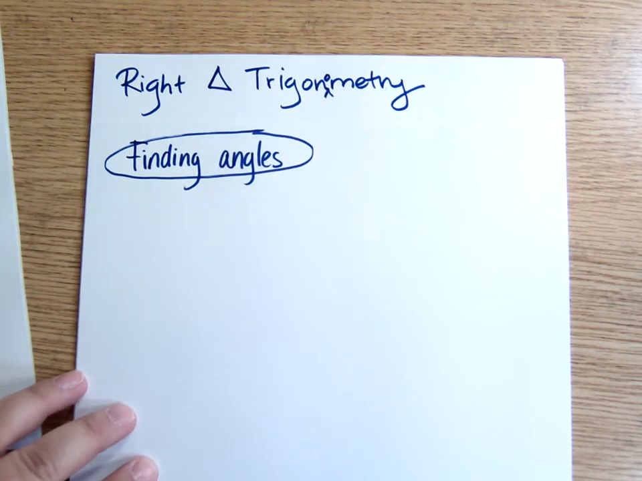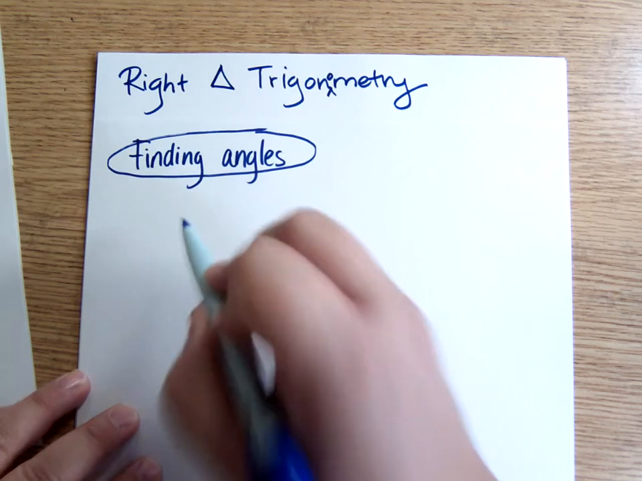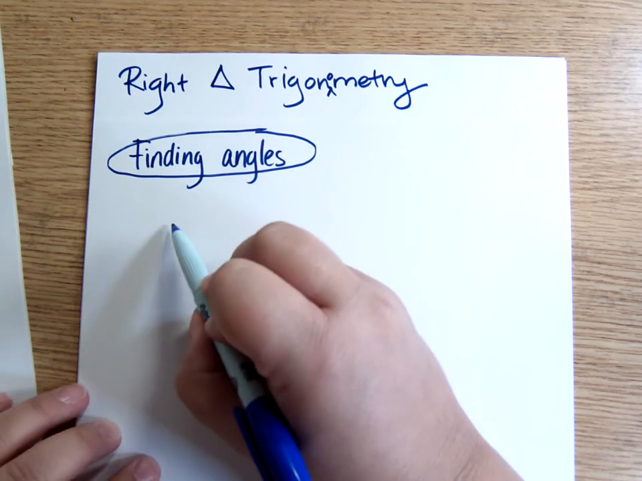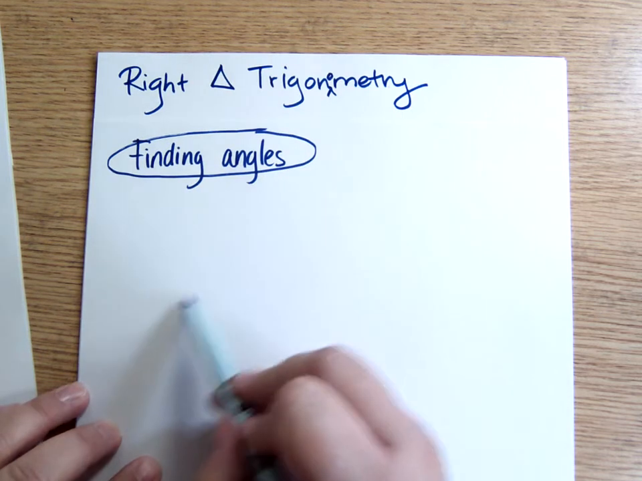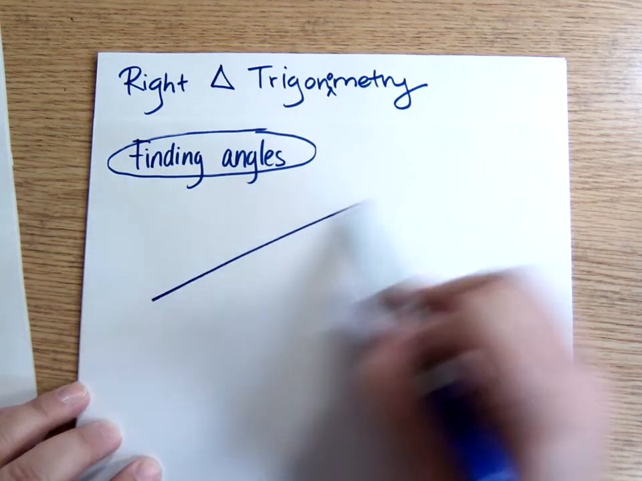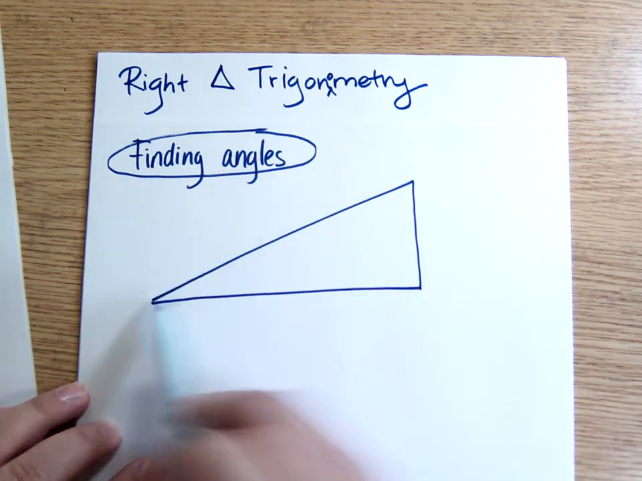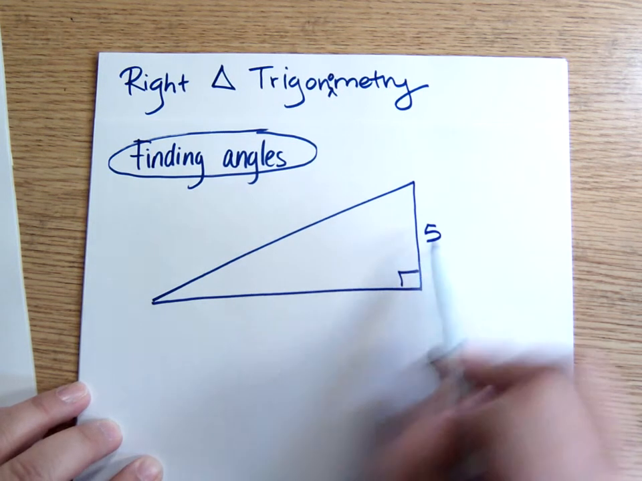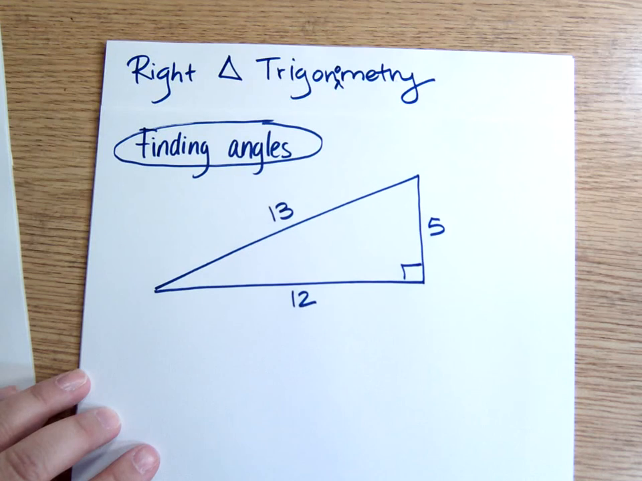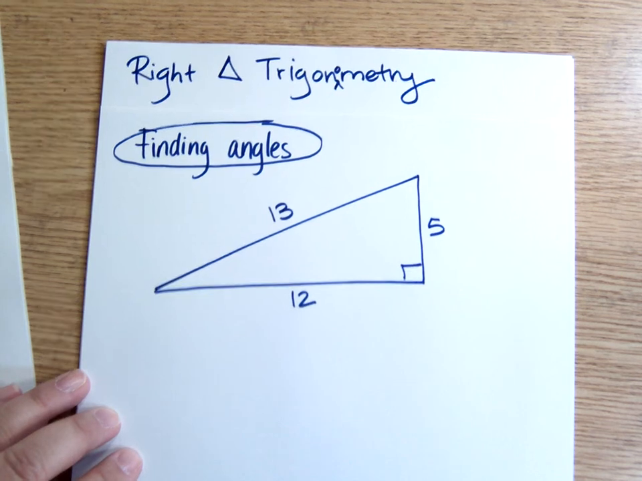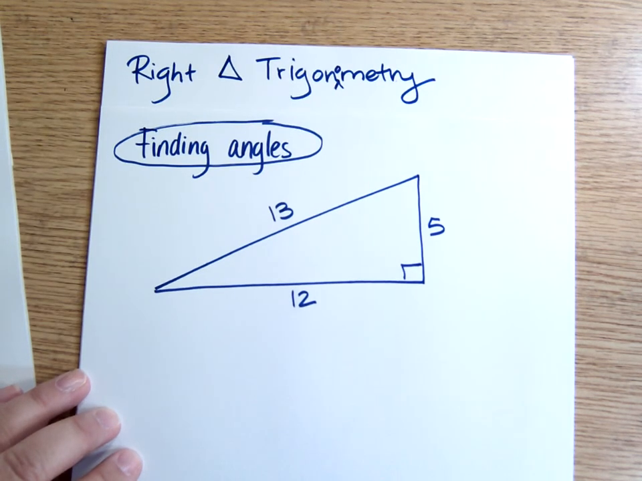The basic idea behind this is, let's say I have a triangle and the side lengths are 5, 12, and 13. Remember that if we know the side lengths already, we find the sine or the cosine or the tangent by just putting one over the other. It's a ratio. We just make a ratio.